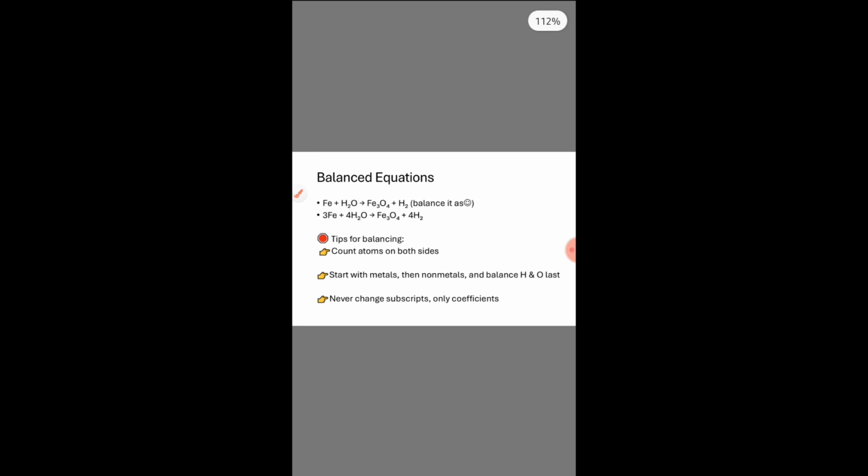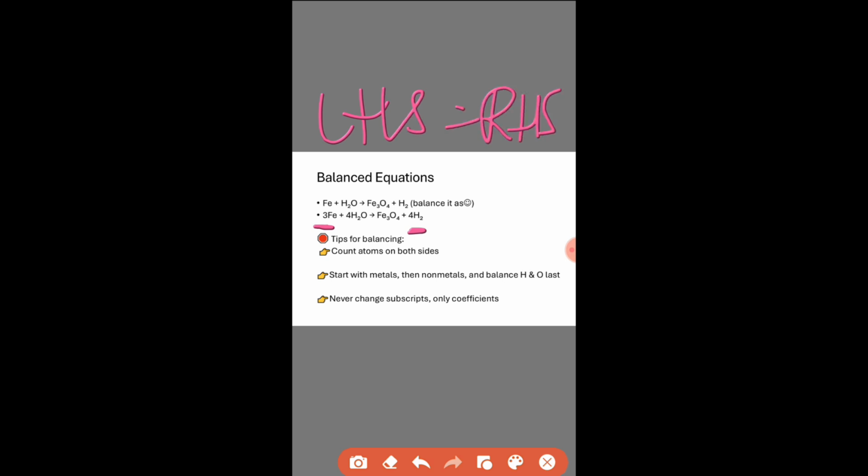So the tip for balancing is to count the atoms on both sides, LHS side and RHS side. Now start with metal. Never go for non-metal first. First start with metal, then at last balance the hydrogen and oxygen. Then never change the subscript, only the coefficient. Never change the symbols or anything, you just have to change the numbers.